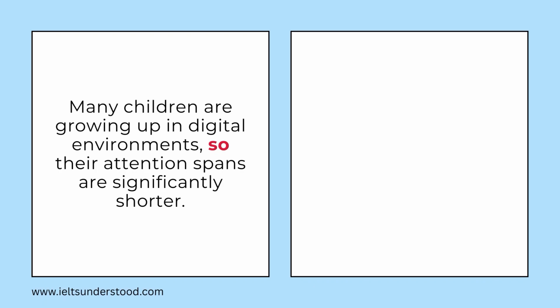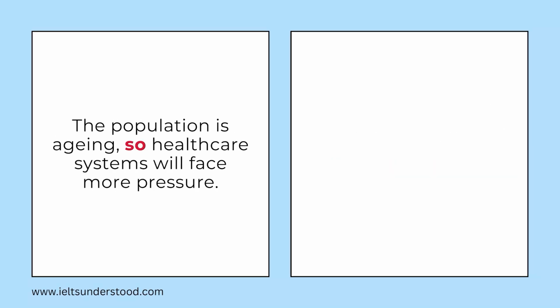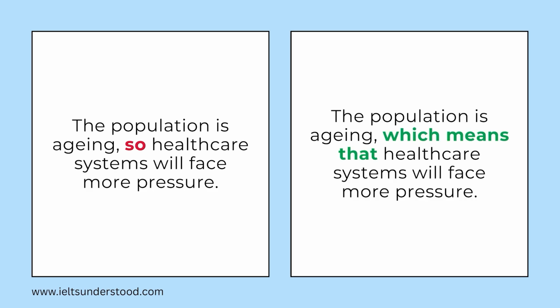So here's an example. Many children are growing up in digital environments, so their attention spans are significantly shorter. Well, instead of saying that, you could say because of this. Many children are growing up, because of this, their attention spans are shorter. Here's another one. The population is aging, so healthcare systems will face more pressure. Well, again, we could use something else. The population is aging, which means that, and then you give more information.